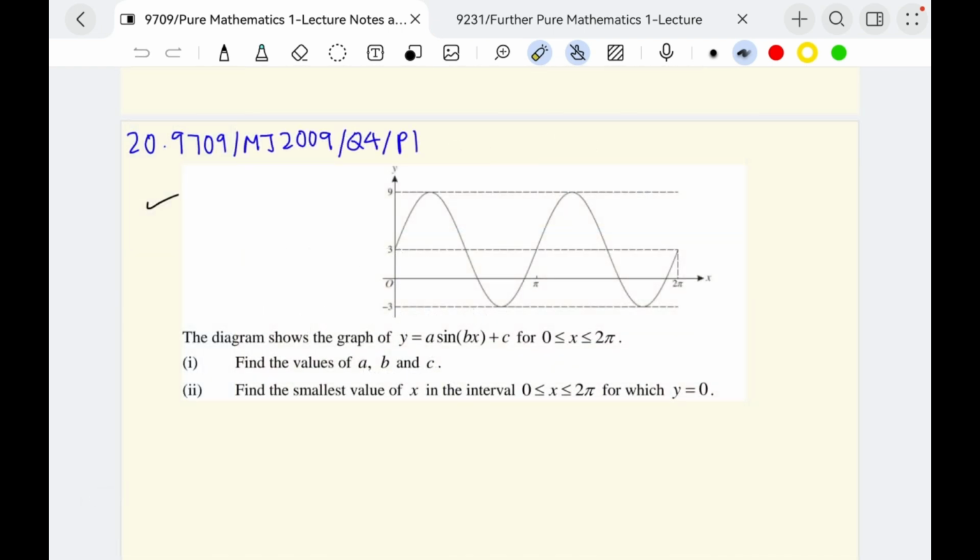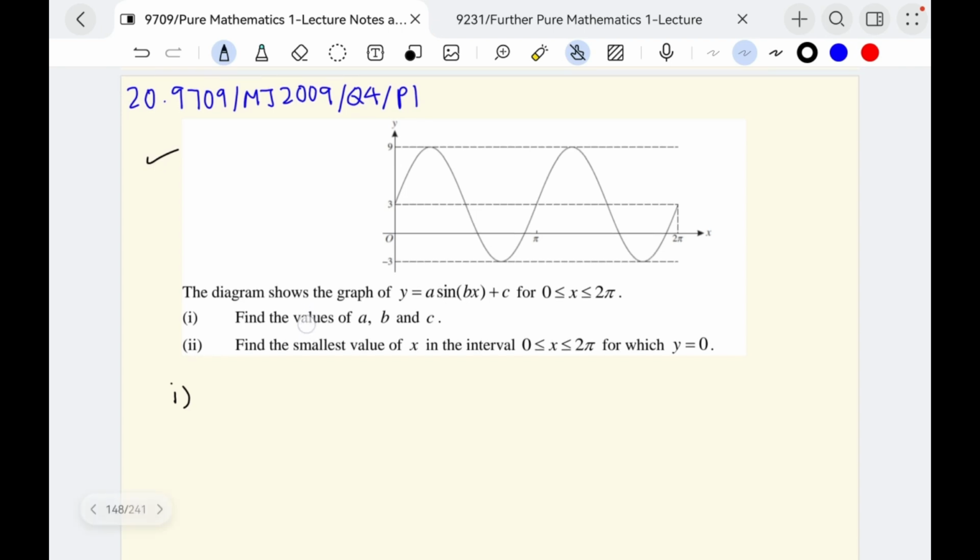Okay, let's move on to the next question, which is question 20. This is a past question from 9709, May/June 2009, question 4 from paper 1. I think this is beneficial for you because the graph is given, and you just need to state the values of the coefficients a, b, and c.